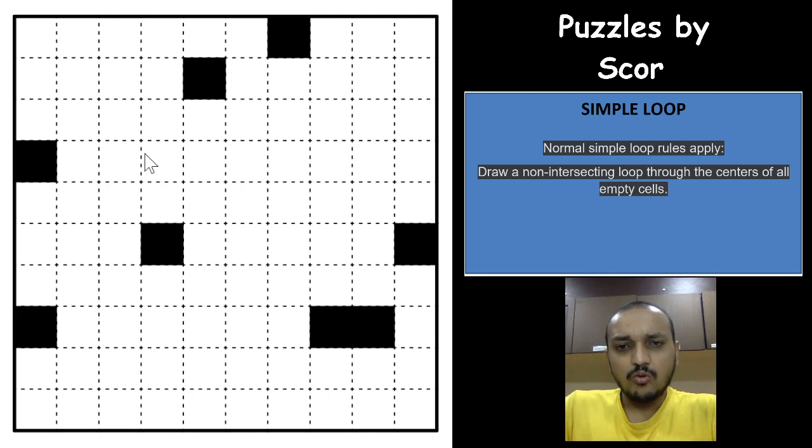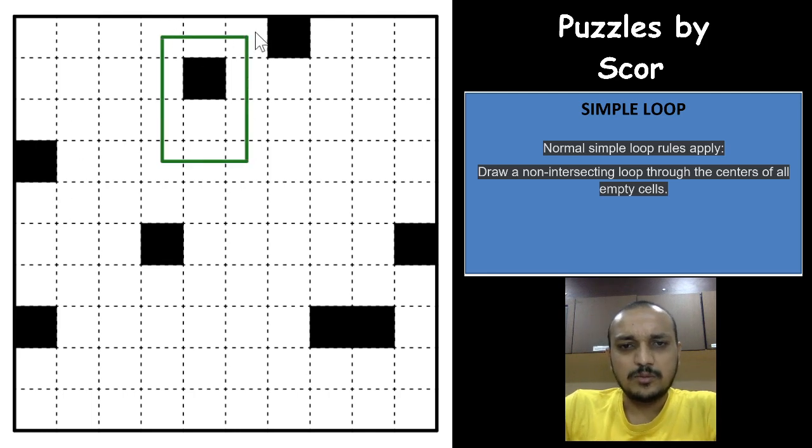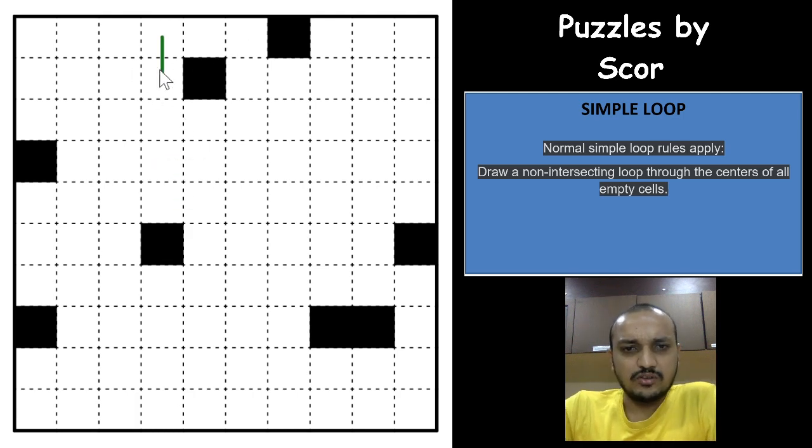So what are the rules of simple loop puzzle? Rules are very simple. You just need to draw a single non-intersecting and non-branching loop, right? So the loop cannot intersect or branch, and it passes through the centers of all of the white cells, and black or shaded cells are the cells that a loop cannot pass through, right? Simple rules, which means you have to draw a simple closed loop that passes through all of the white cells and doesn't use any black cells, without intersection and without branching. And with that we'll start solving this puzzle.